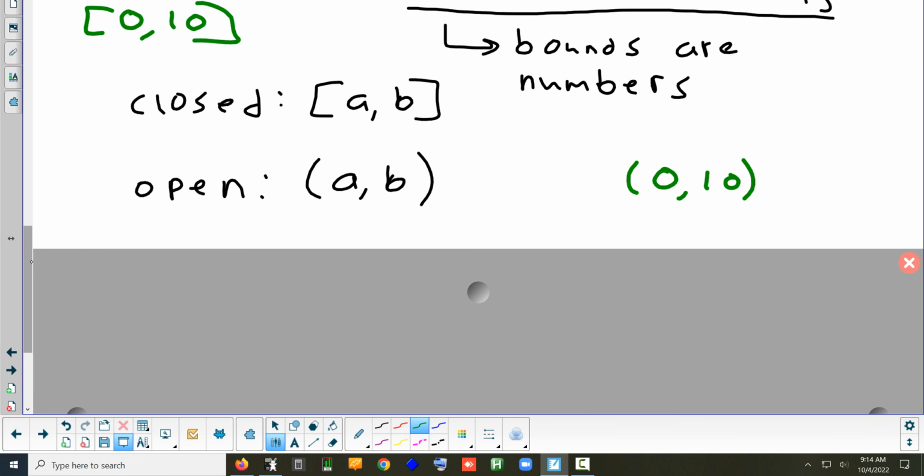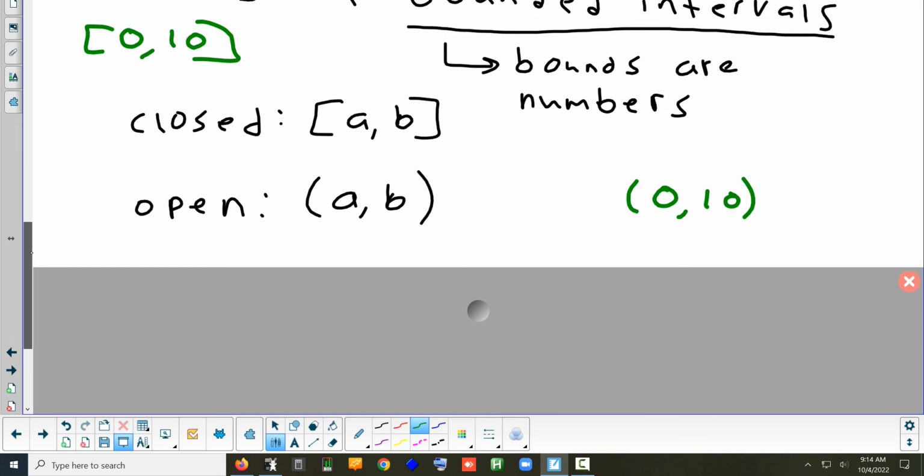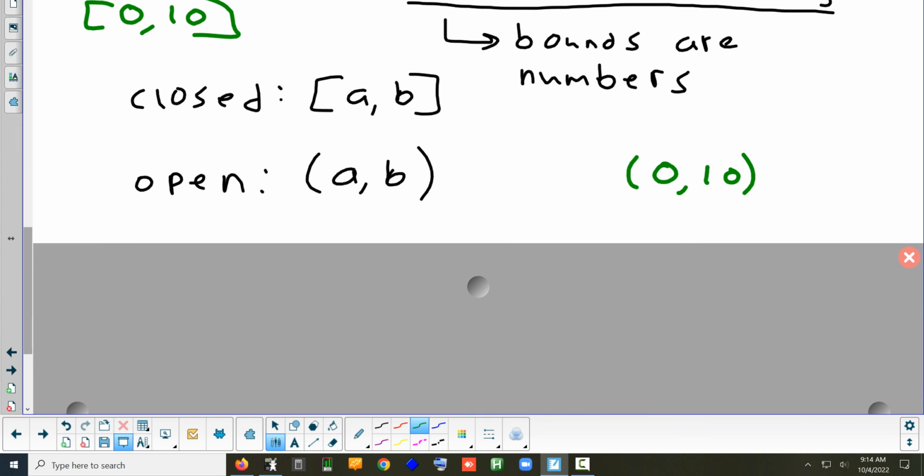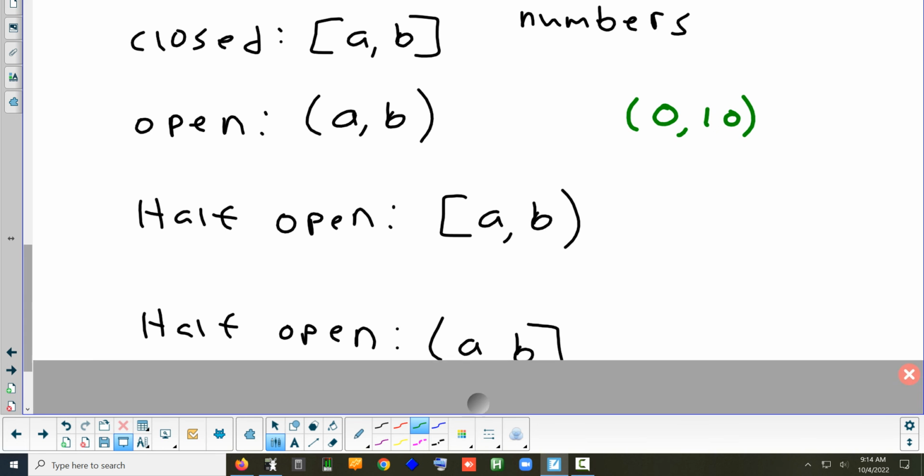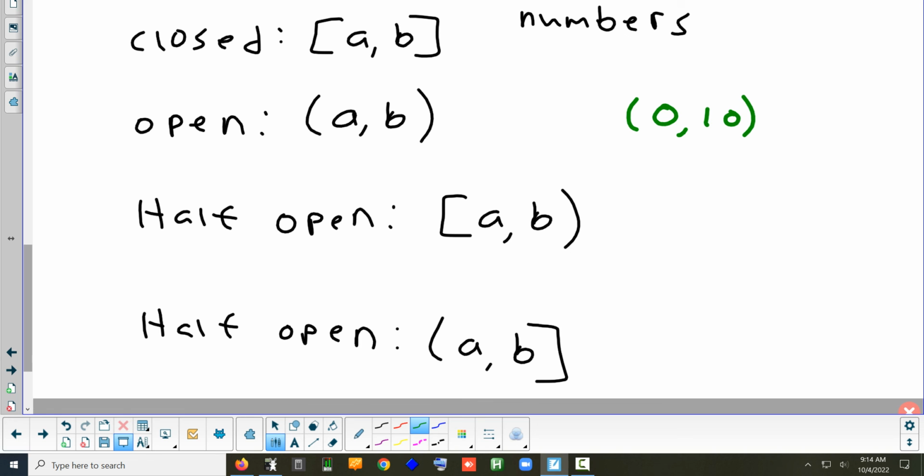Now there's two other types, because I said there's 4. What else do you think you could have by closed and open? Yeah? One, like the highest or lowest side is open, but not the other. Yeah, so you could have half and half. So the third one is half open on the right. And the fourth one is half open on the left.